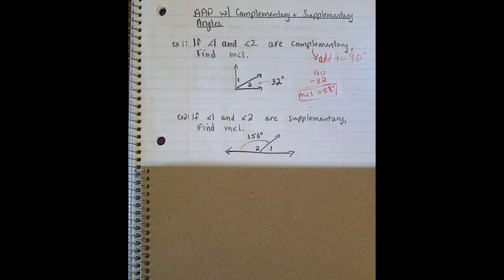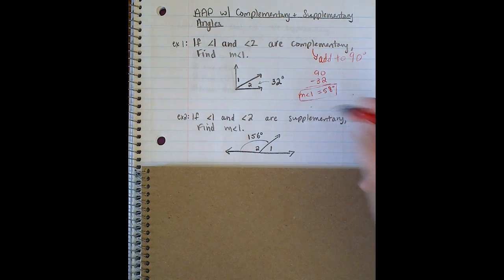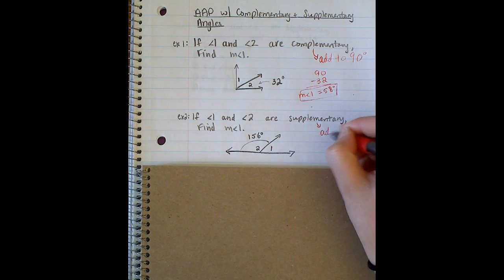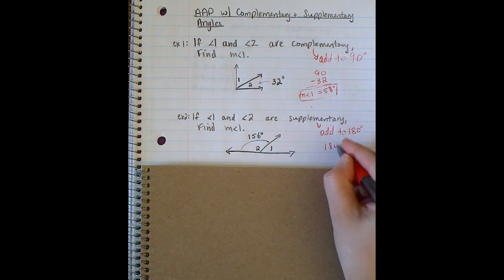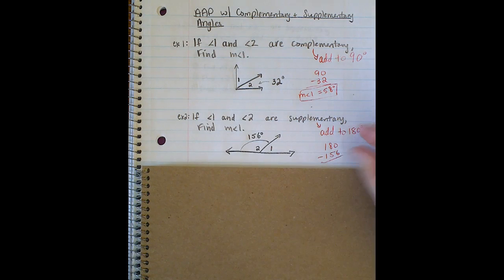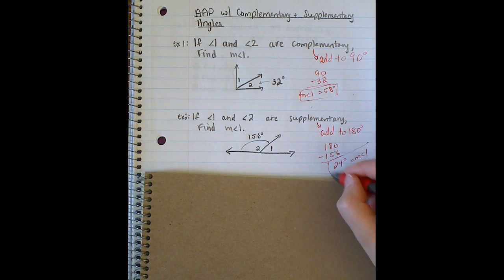Similarly, we can have another example, but instead of complementary angles, supplementary angles. So this one says if angles 1 and 2 are supplementary, find the measure of angle 1, and it tells us the measure of angle 2 is 156 degrees. So supplementary angles add to 180. Again, to find my missing angle 1, I'm going to take 180 subtract 156, which is going to give me 24 degrees for the measure of angle 1.